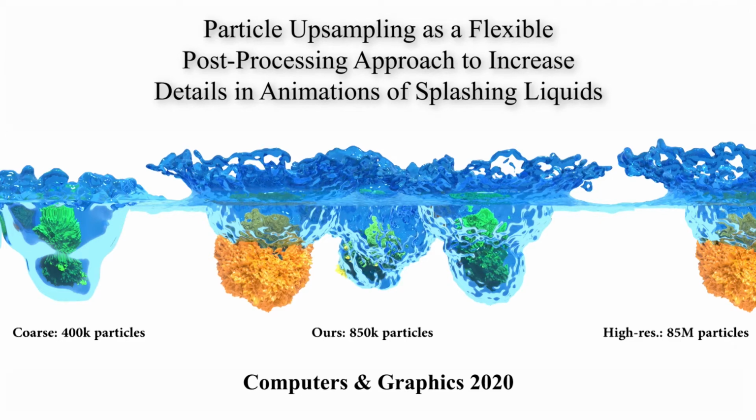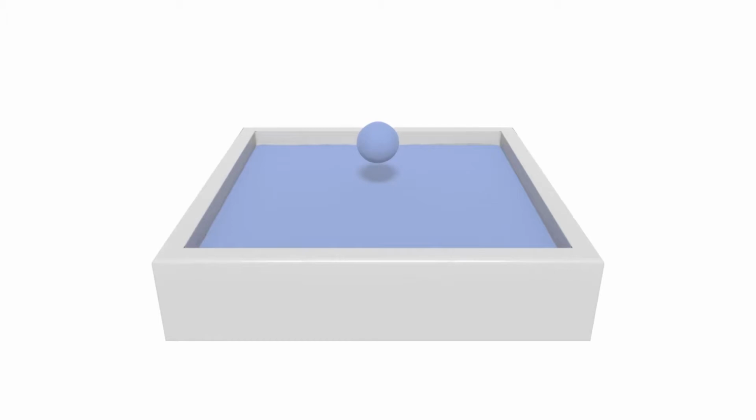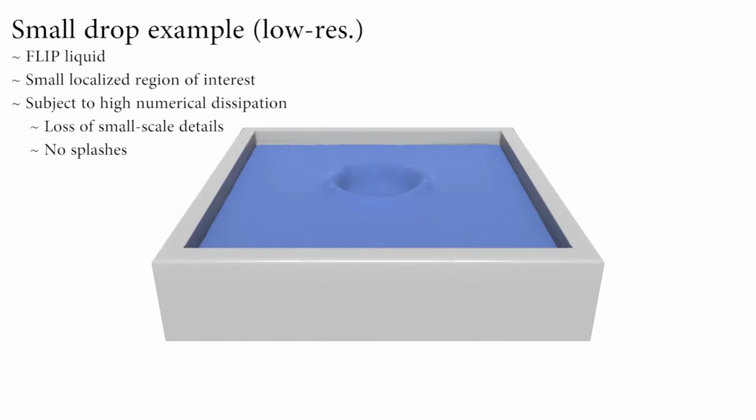We present an efficient post-processing approach for particle-based methods to locally improve the behavior of splashes on coarse liquids. Even today, pushing the simulation resolution high enough to generate these splash details is still computationally expensive and can be a tedious process for VFX artists.